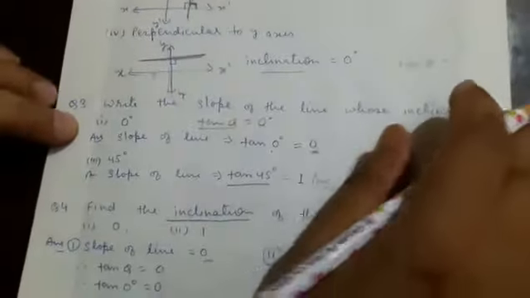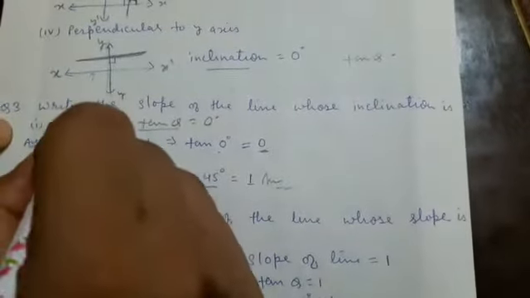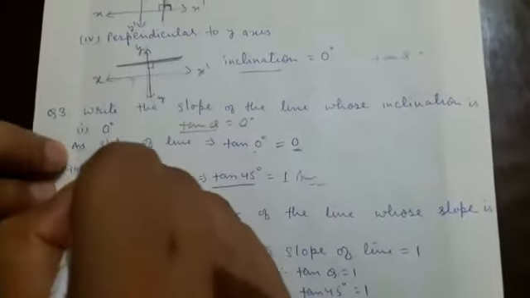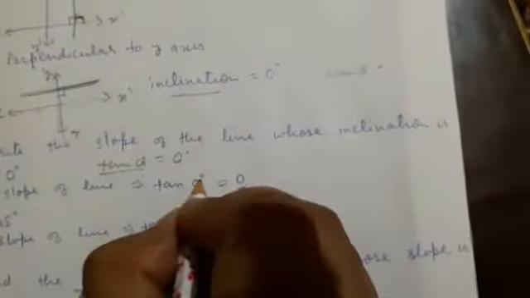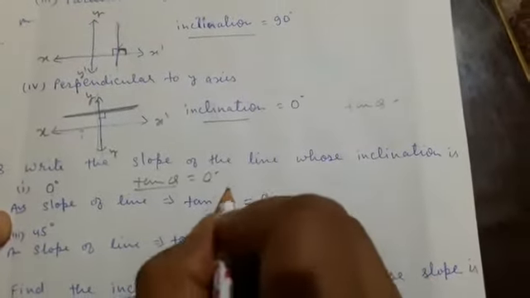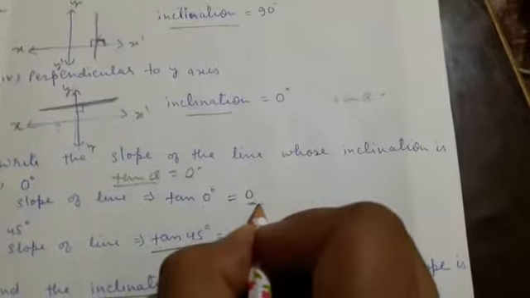Now let us see the third question. Write the slope of the line whose inclination is, first part, 0 degrees. So we have to find out the slope. We have already discussed slope in the previous class. We have seen that slope is equal to tan theta. So in place of theta we will write 0 degrees. Tan 0 degrees is equal to 0. So what is the slope? 0.